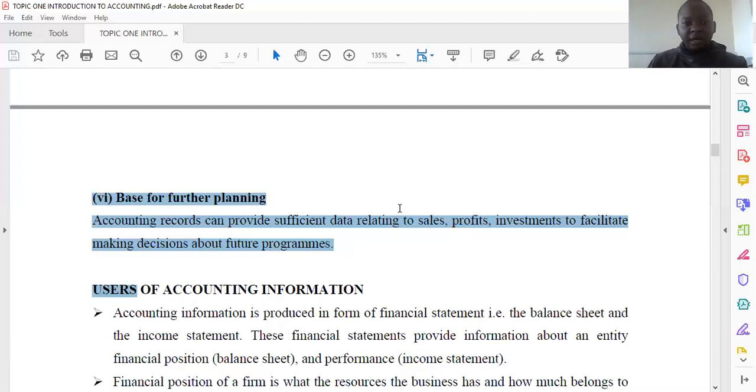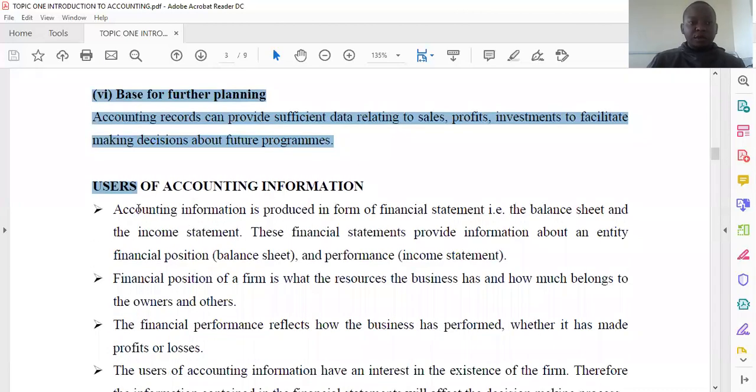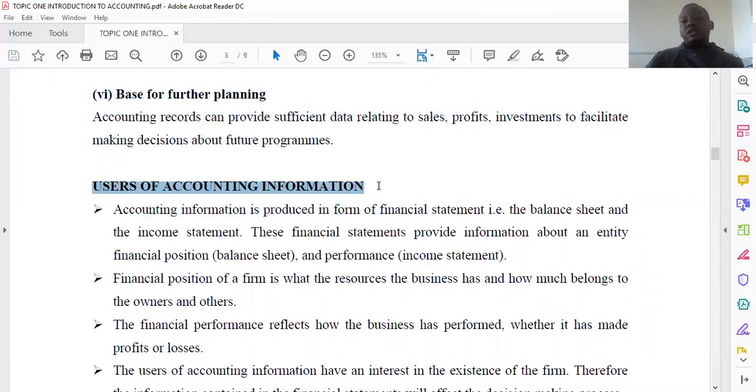So students, those are some of the objectives of accounting. I've not exhausted all the objectives of accounting, so any relevant objective will apply. So we move forward to the users of accounting information. The users of accounting information are basically the persons interested in the affairs of the business. They are also referred to as the stakeholders of the business: persons whose activities may be affected by the activities of the business, or persons whose activities may affect the affairs of the business.